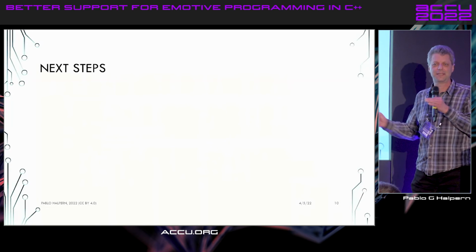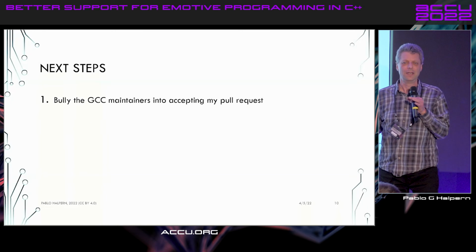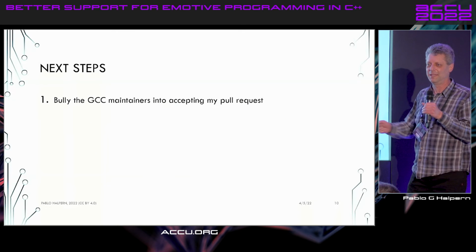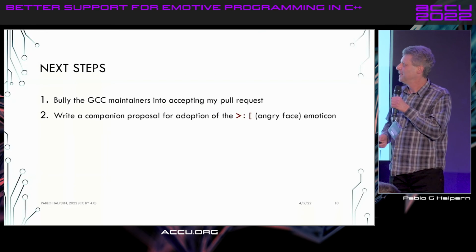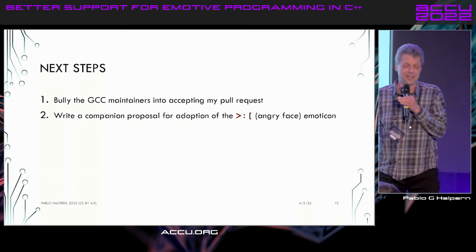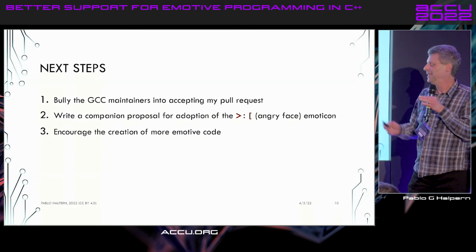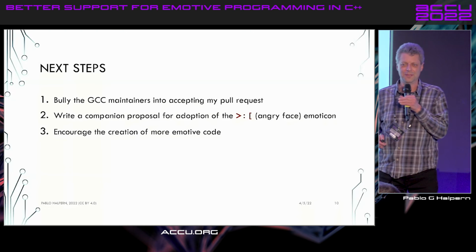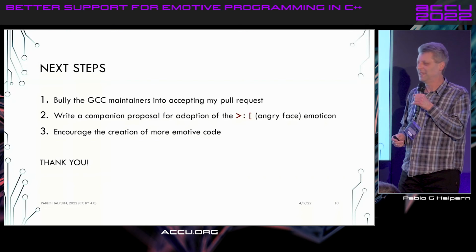All right, so what's the next steps to get this accepted? Well, first, I have to bully the GCC implementers to take my pull request, okay? Then I have to write a companion proposal for the angry face emoticon, and then encourage the creation of more emotive code.